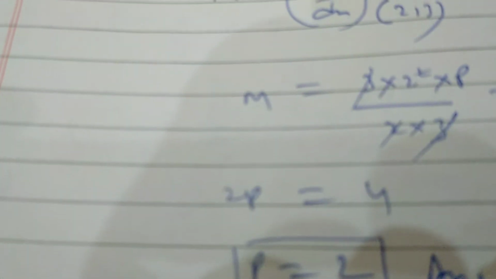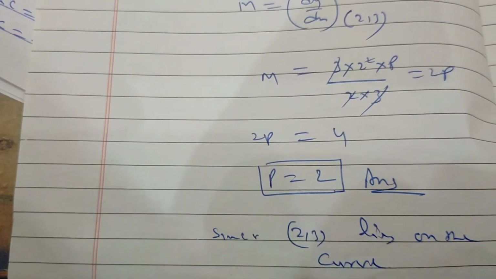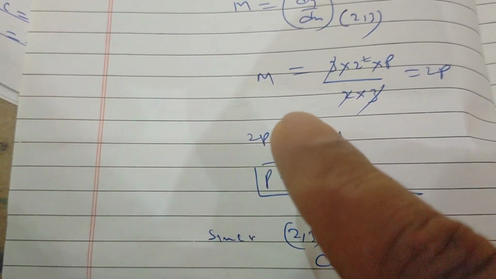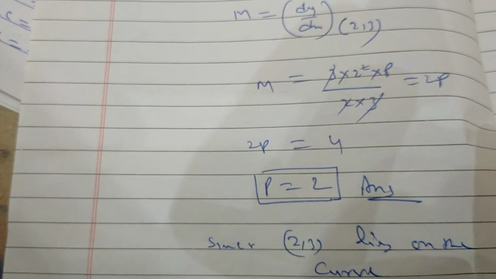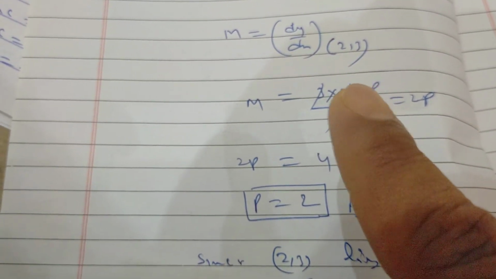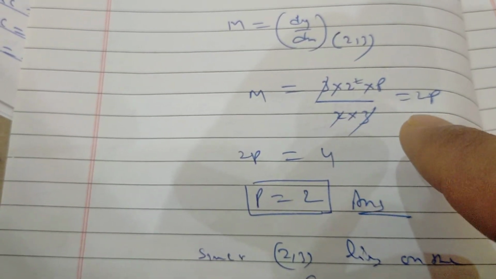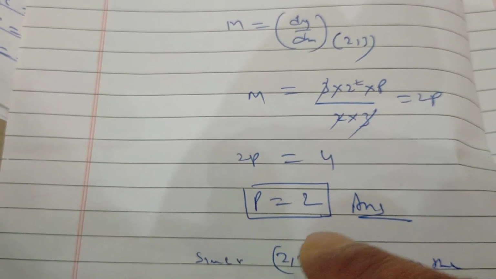So 2p is basically equal to 4, so the value of p is 2. This is the first answer, because we have to find p and q. Earlier, by comparison with y equal to mx plus c, I got this m. And the second way, by differentiating and substituting the values of x and y in dy upon dx, I got another m. Both the m's are the same, because both are the slope of the tangent, so both are equal to each other. So here p is equal to 2.